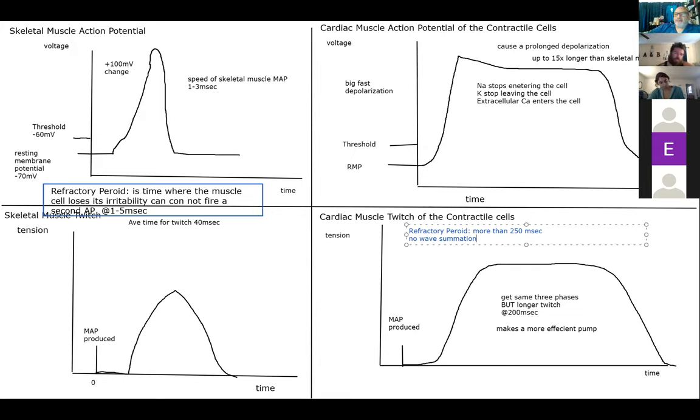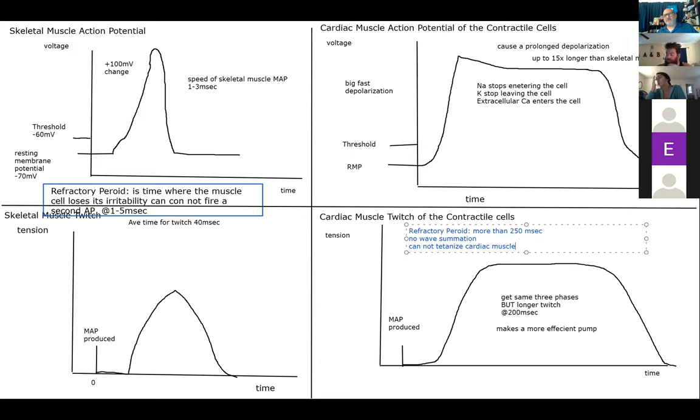Can we tetanize our cardiac muscle? Would we want to tetanize our cardiac muscle? No. So there's no wave summation here. There's no tetanus. Or let's say it this way, we cannot tetanize cardiac muscle, which is a good thing. Could tetanus tetanize that? No, because again, because of the refractory period, you won't be able to add the waves together. So it wouldn't be able to affect it in the same way, which is why it only affects skeletal muscle.